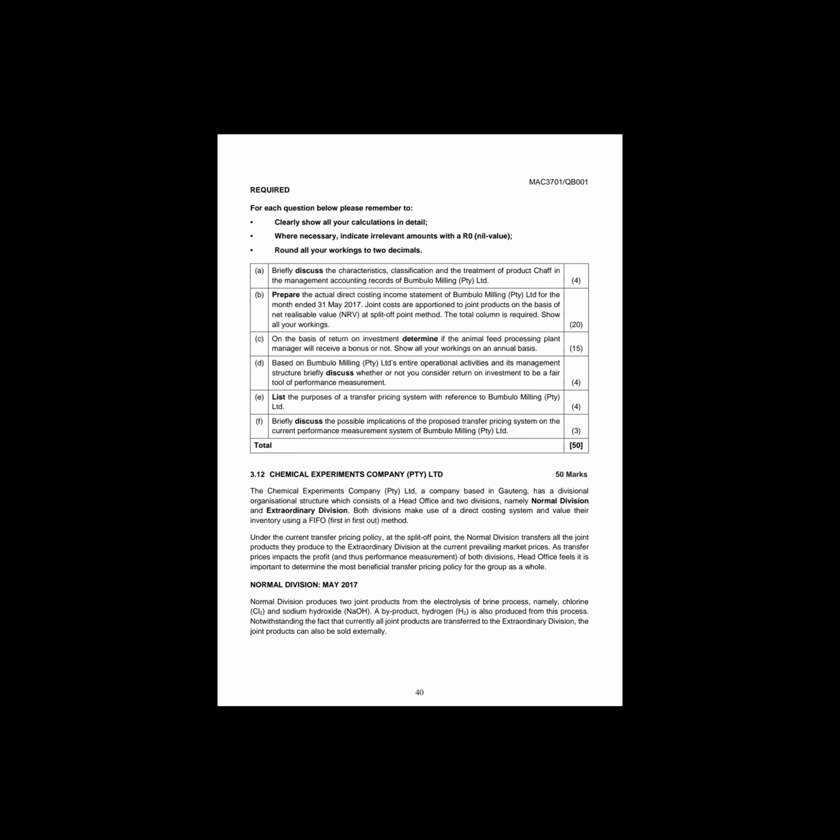The joint products. Remember how we did it in the assignment. Think about how you get your net realizable value. It's there in the notes. You arrive at your net realizable value, which is your sales amount minus your further costs. And then from there, allocate those costs, and then we see where that takes you. It's a fairly good question with 20 marks.